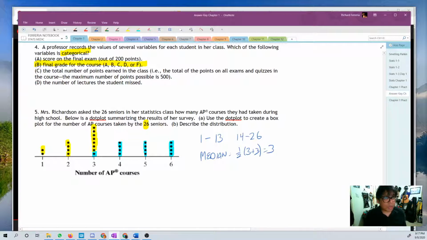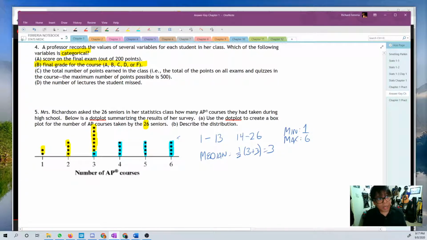Two other numbers which are a lot easier to find would be the minimum, which looks like 1, and then the maximum, which would be one of these guys over here. It would look like a 6. Now the other numbers that we're going to need are Q1 and Q3.